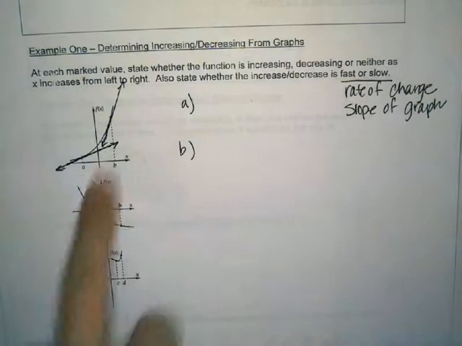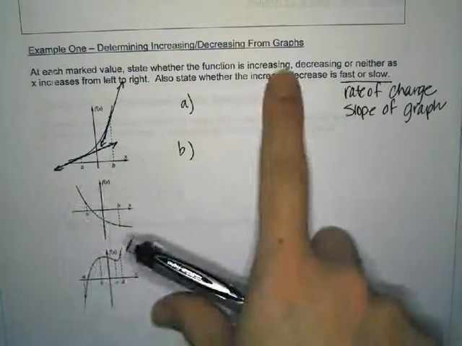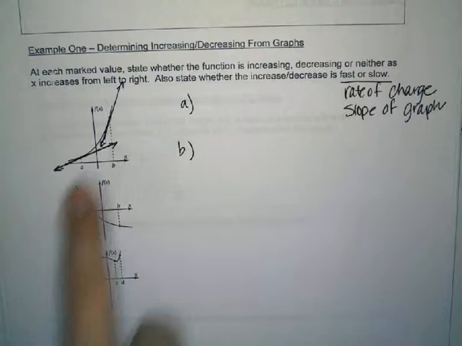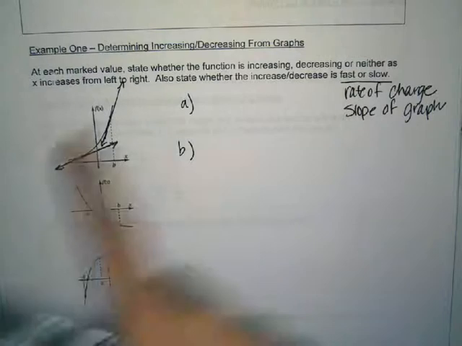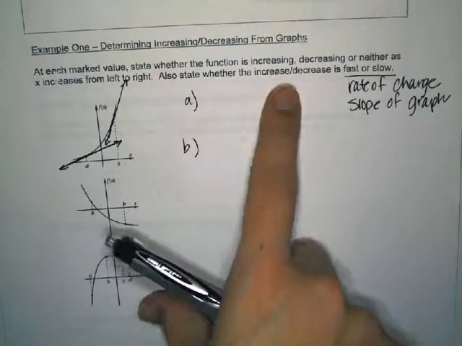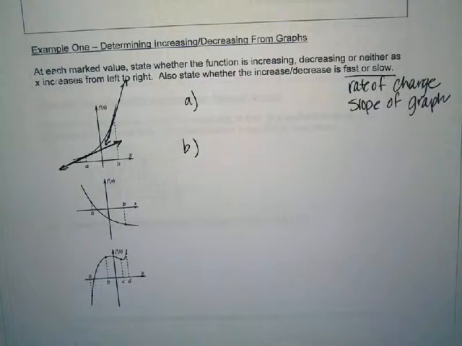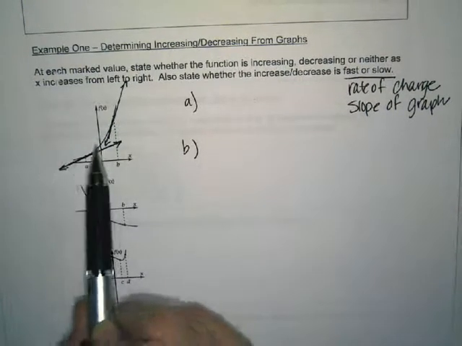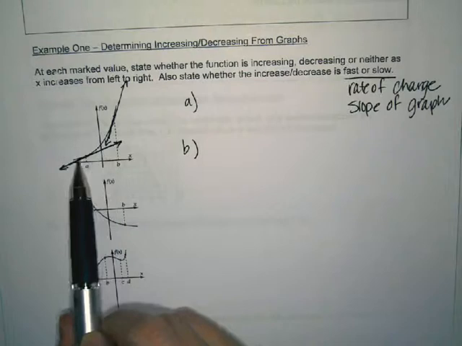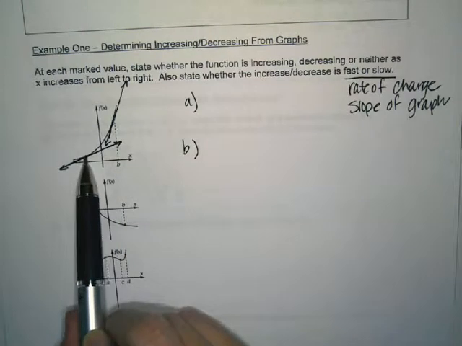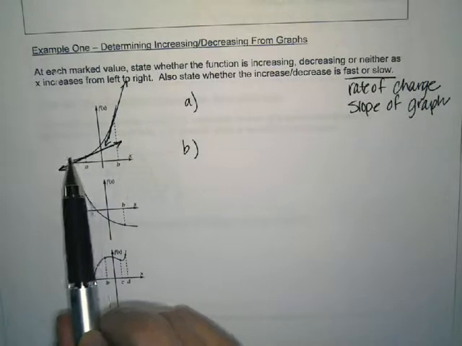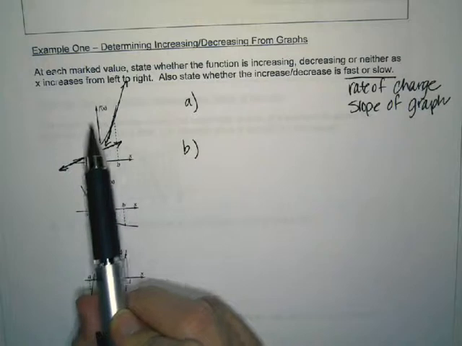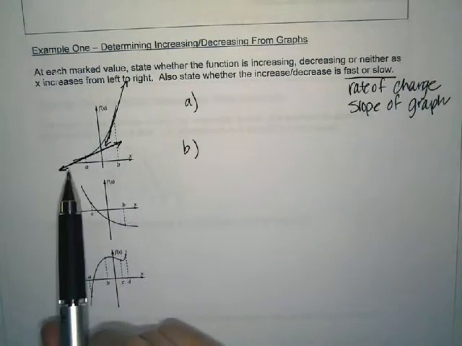So the first thing we should identify here: is this function increasing, decreasing, or neither at point A? It's increasing. Give me one reason how you know. The graph itself is going up from left to right. And what is the tangent line doing? It's going up. Okay, so our graph here, f of x, is increasing. And then we're going to identify if it's increasing quickly or slowly.